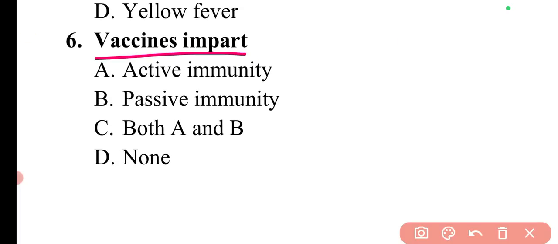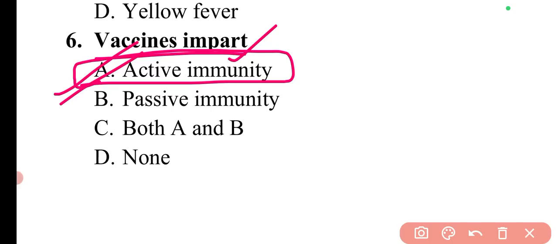Next question is, vaccines impart. So vaccines provide which type of immunity? Vaccines basically provide active immunity. So here option A is correct. They basically act as an antigen which induces production of specific antibodies by the recipient himself. Our body will automatically produce specific antibodies to protect against that particular antigen.